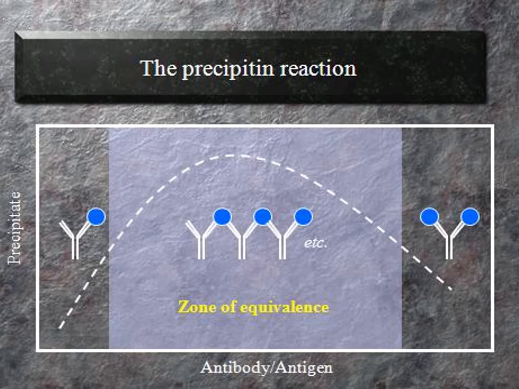We can see in this slide that the maximum amount of precipitate is achieved at equivalence. That means the amounts of antigen and antibody are more or less proportional. If there is an excess of antigen or an excess of antibody, there may be a post-zone or a pro-zone phenomenon.